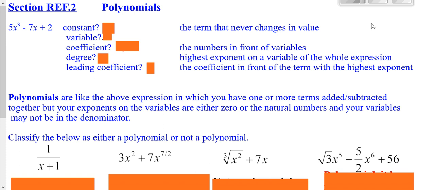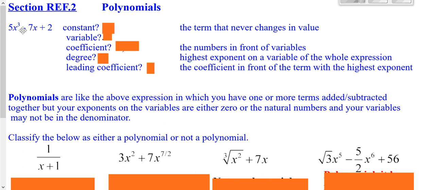Okay, today we're going to take a look at polynomials. Polynomials are just several terms, meaning one or more terms that are added or subtracted together. And you might have exponents on your variables, and those exponents on your variables have to be 0 or natural numbers, meaning positive whole numbers, no decimals, no fractional exponents, and no variables in the denominator.